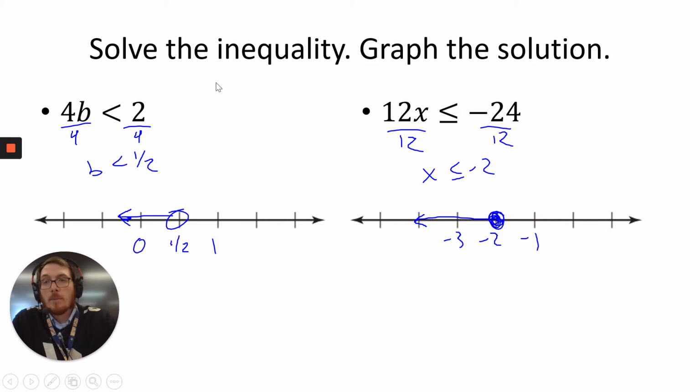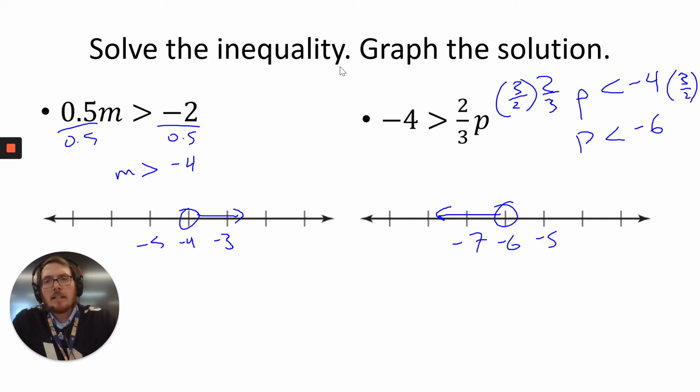Next one, you divide by 4 on both sides. B is less than half. You could also say 0.5. Notice on this one I went by 0.5s to graph on my number line. Next one, divide by 12. Negative 24 divided by 12 is a negative 2. Just be careful about your negative sign. Closed circle because it has the equal to, and then going to the left.